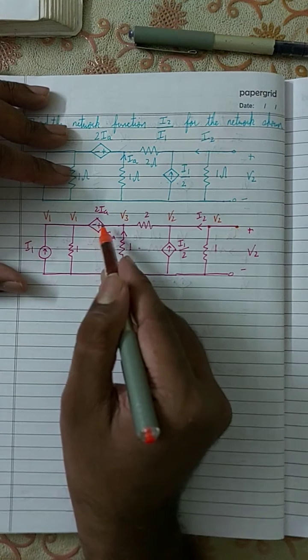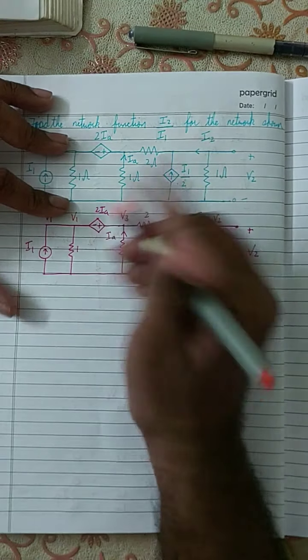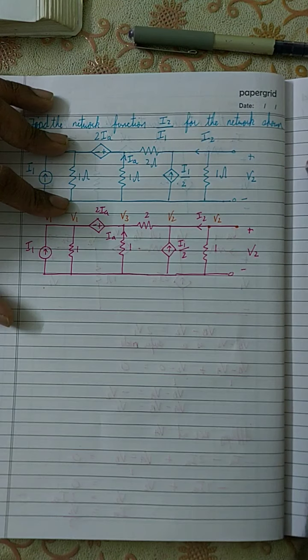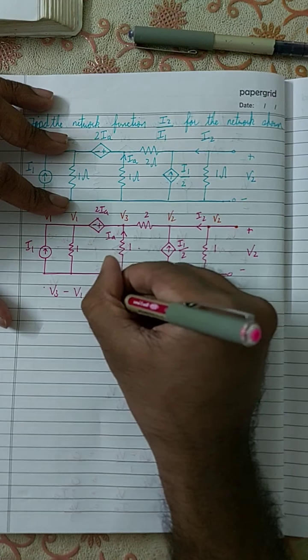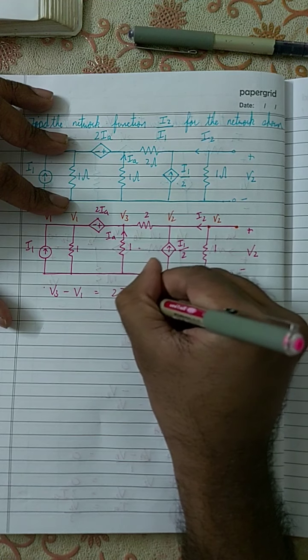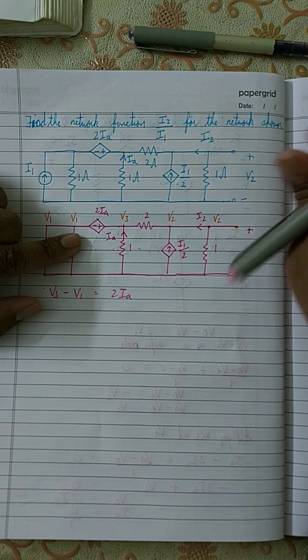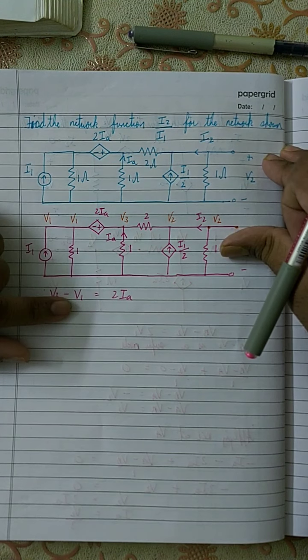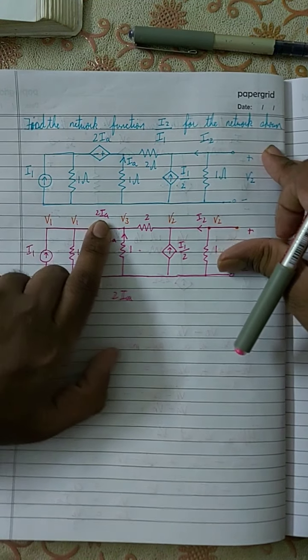How do you write it? Here the positive terminal is connected to V3, the negative terminal is connected to V1. So therefore the equation is V3 minus V1 is equal to 2IA. Okay, that's one equation you got right there. Oh, all right. Now, what next do you want to know? Yes, of course you need to express this. So you know what is IA, right?